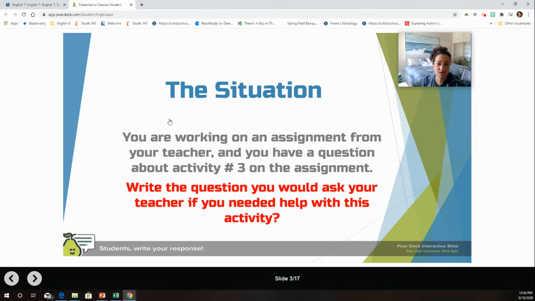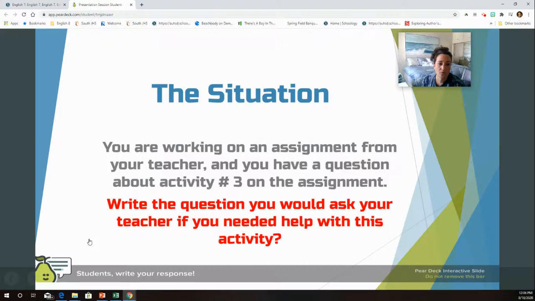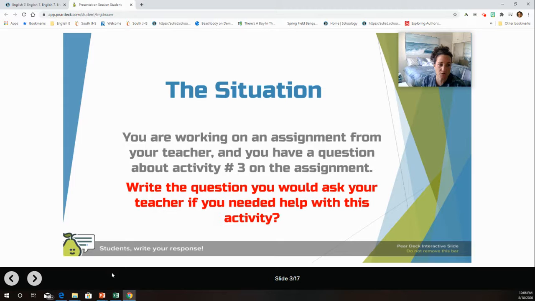They've given you a situation. It says you are working on an assignment from your teacher and you have a question about activity 3. So we're just going to pretend that I've given you an activity and it's called number 3, okay, on an assignment. So right here it says write the question you would ask your teacher if you needed help with this activity. So basically, you're going to come up with what type of question you are going to answer.